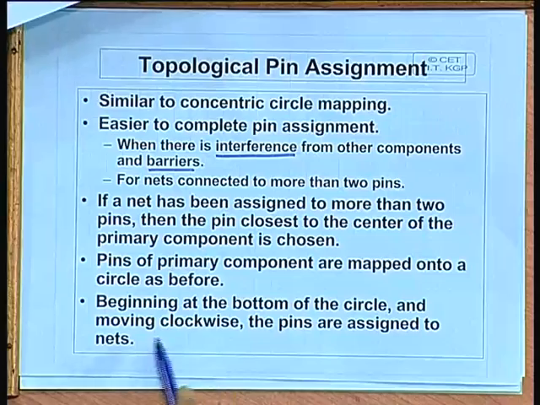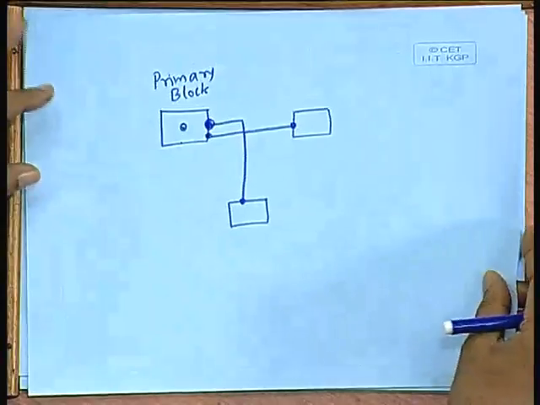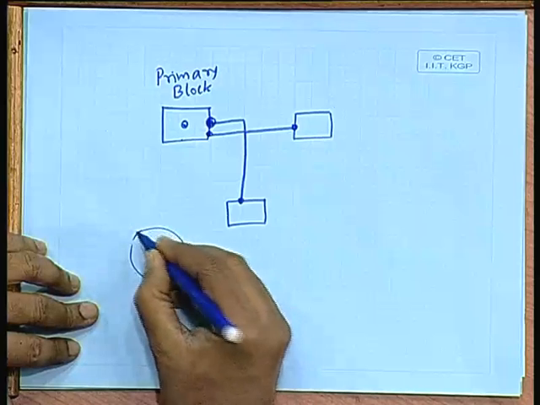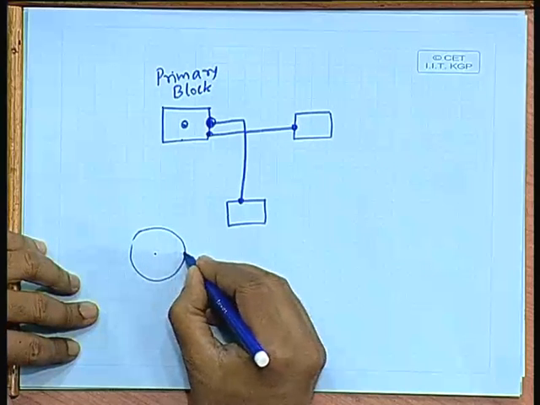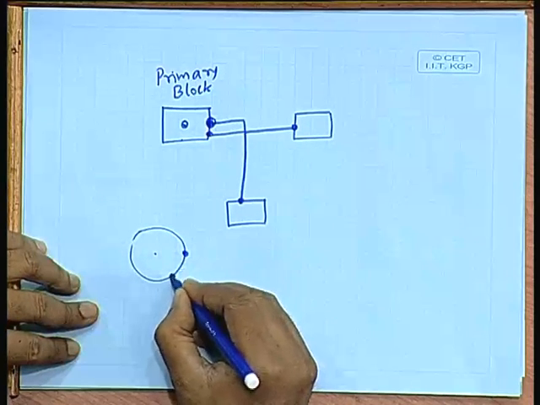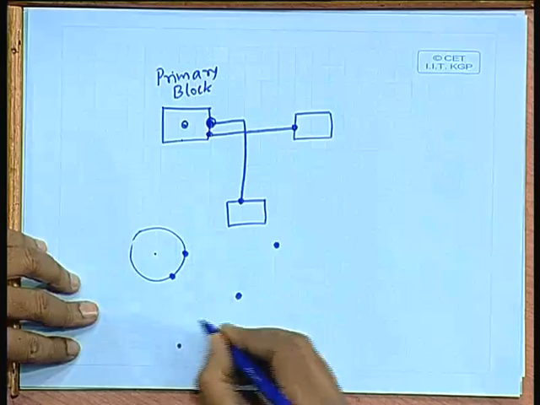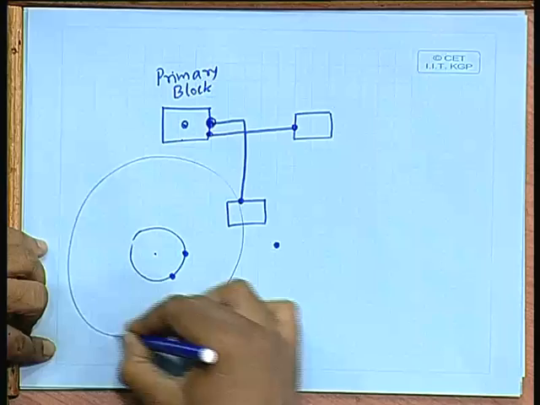So, the pins are assigned to the nets in a particular order. Say once you have this imaginary circle, there can be 1 or 2 pins on the periphery, and there will be some other pins outside which you want to connect to it. So, there will be an outer circle also.